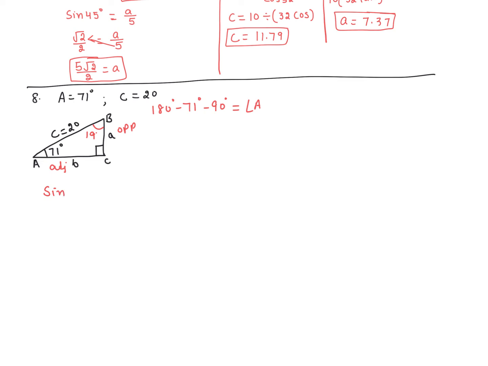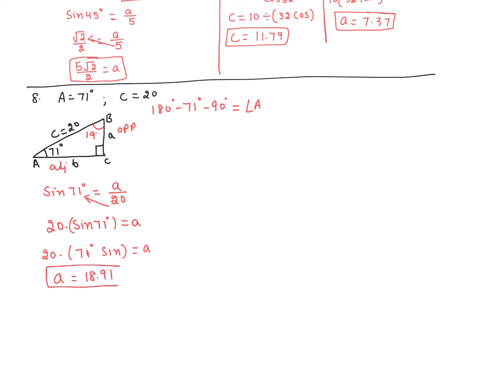For sine 71, A over 20. So you cross multiply, you got 20 times sine 71 equals A. You're going to press 71 in the calculator and then press sine and multiply it by 20. For A, I got A equals 18.91. So for cosine, you're going to get cosine 71 degree equals B over 20.